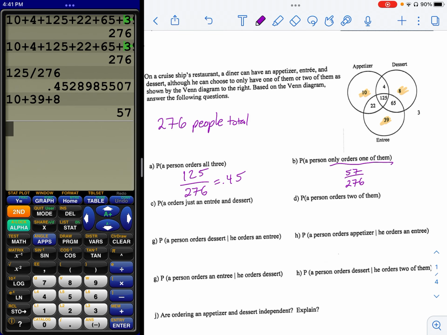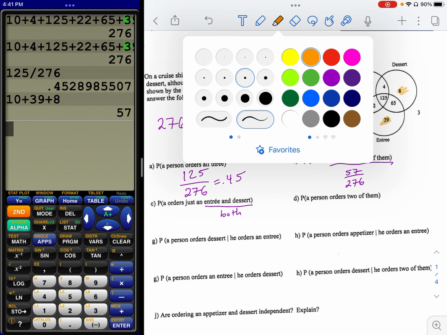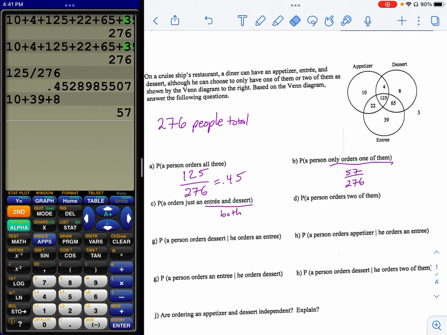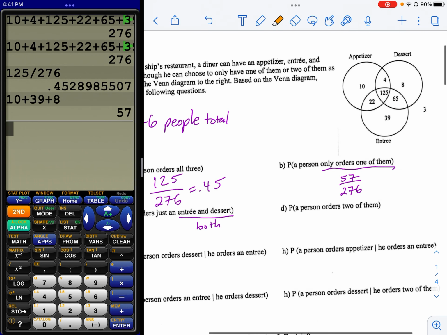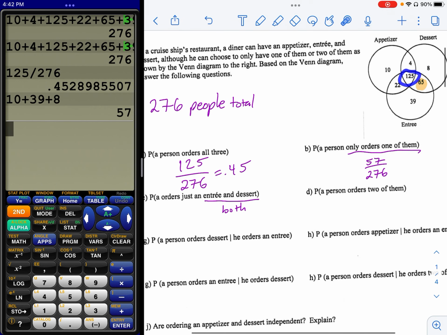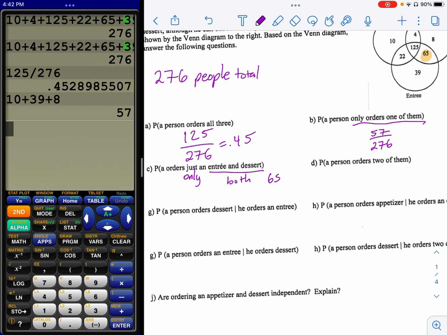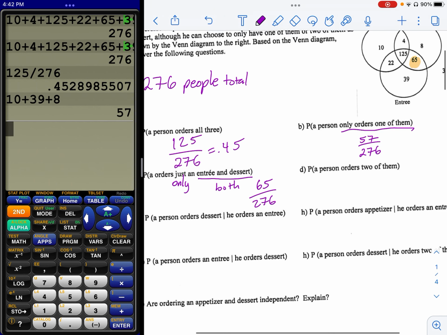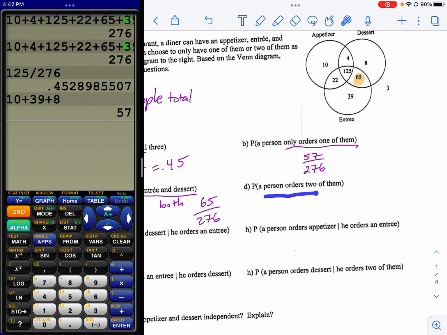C, they ordered just an entree and dessert. So they had both of these. Let's change my highlighting color. Oh, I'll just delete those and start over. Just an entree and a dessert. So that would only be these. It's not these because it says just, or like only is another word for that. Only an entree and a dessert. So not the 125 in the middle. 65 out of 276.